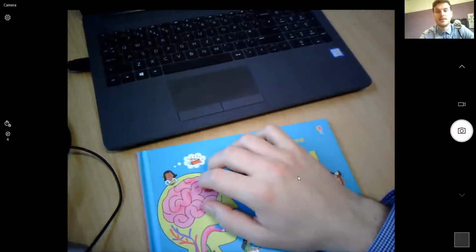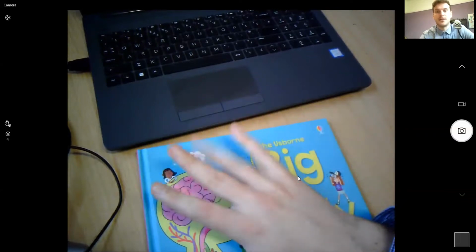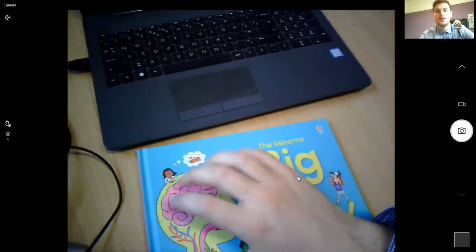Really, really nice topic this, and we're going to use this book, and we're going to use lots and lots of science to help us dig a bit.